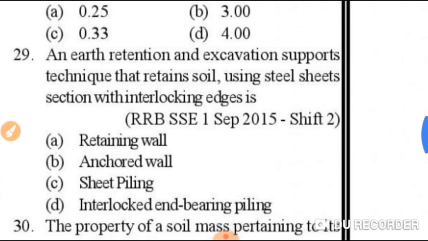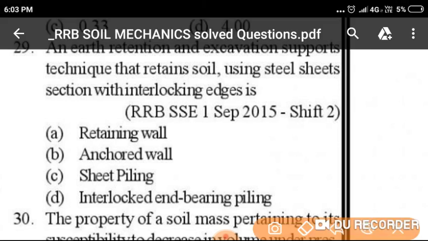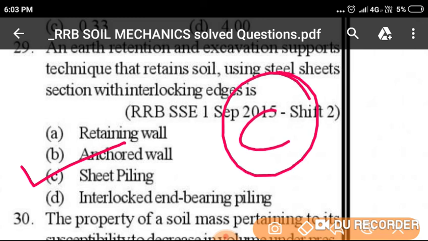Question number 29. An earth retention and excavation support technique that retains soil using steel sheet sections with interlocking edges. Option A retaining wall, option B anchored wall, option C sheet pile, option D interlocked end bearing piles. So this technique is called sheet piling. That is option C, the correct answer.